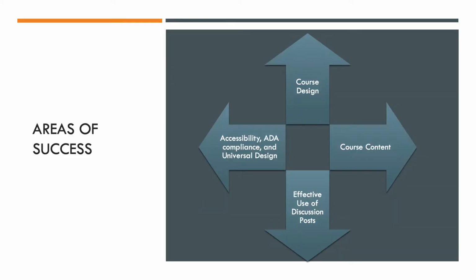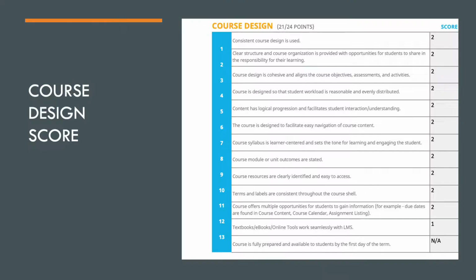When evaluating the rubric results to determine the course's effectiveness, several areas stood out: course design, course content, effective use of discussion posts, and the ADA compliance with the universal design. These 4 areas are where the course exhibited exemplary status. In the area of course design, the total score possible was a 24. This course scored a 23 out of 24.